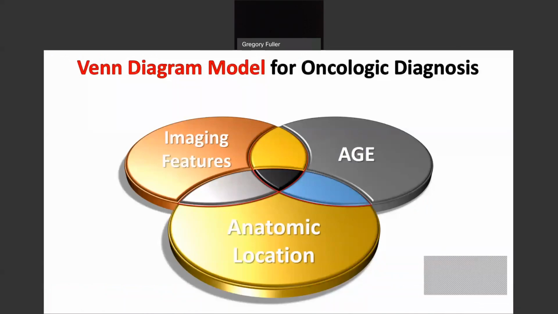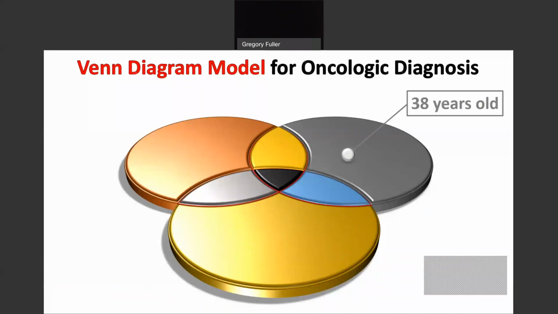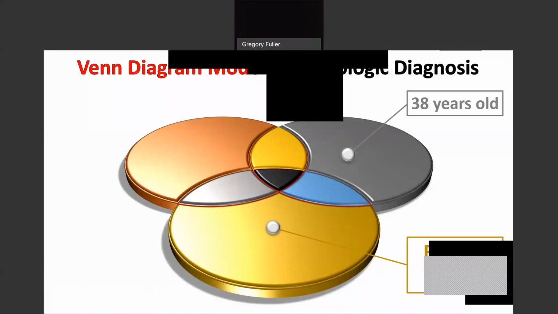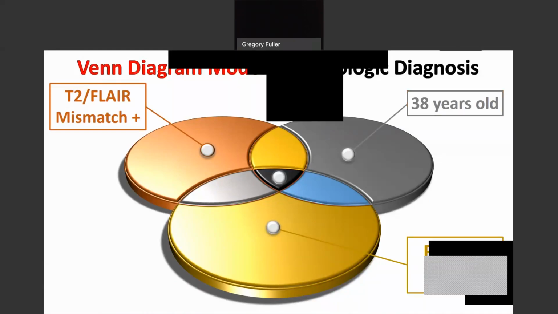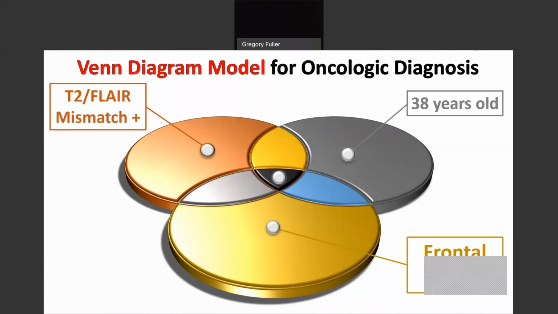Very simple one. Let's say you know imaging, age, anatomic location. How old's the patient? 38 years old. Where's the location? Frontal lobe. All right, what's the imaging feature? It shows a T2 FLAIR mismatch in an adult in the frontal lobe. Frontal lobe's IDH mutant disease. T2 FLAIR mismatch is IDH mutant disease, 38 years old. This is the diagnosis in the overlap, right in the middle, the black triangle. That is diffuse astrocytoma, IDH mutant.